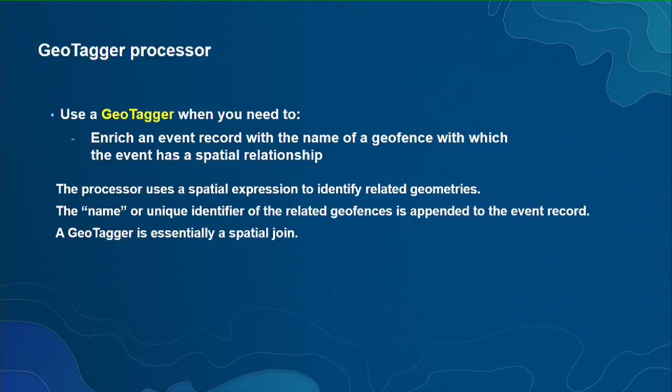It's essentially a spatial join. So I said earlier with a field enricher, that was an attribute join. The geotagger is providing our spatial join.